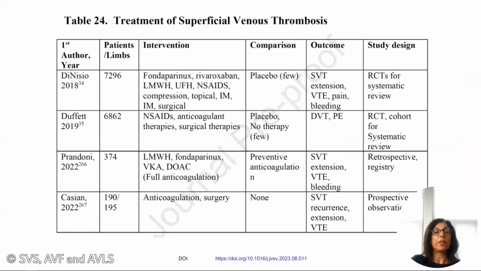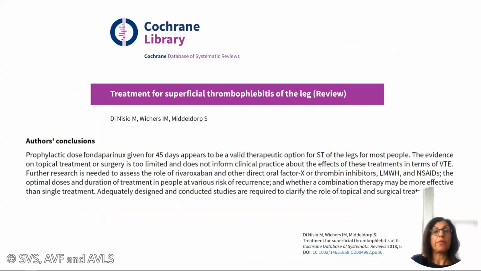The guidelines are primarily informed by these 4 studies. The first 2 are large systematic reviews that look at all different treatments, including topical, anticoagulation, NSAIDs, compression, and surgical. The last 2 are registries and observational studies that specifically look at SVT approaching the deep veins as well as surgery. So the most comprehensive review of this topic was the most recent Cochrane review published in 2018.